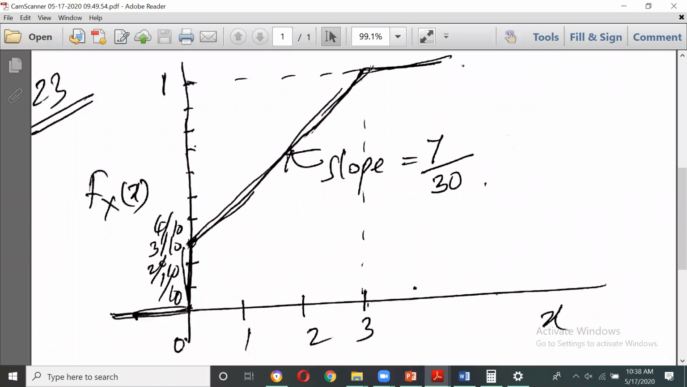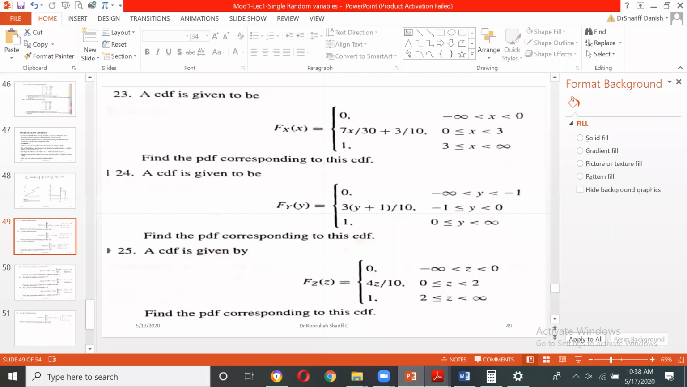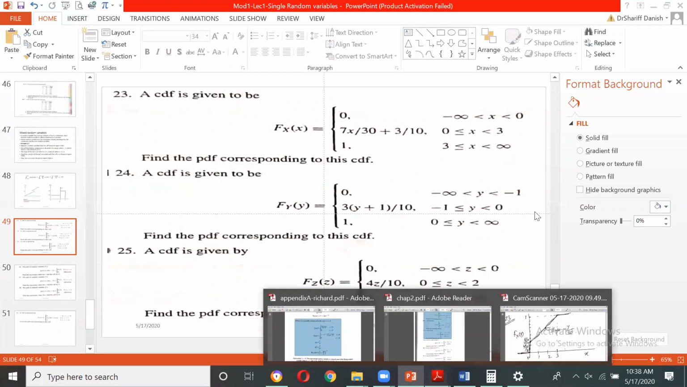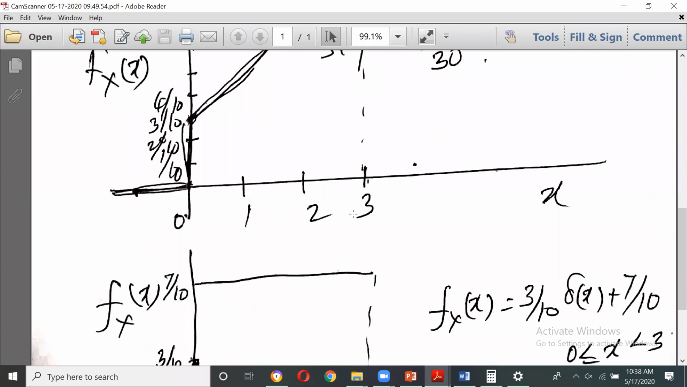And then afterwards, it is equal to 1. You can see that it is given as 1 above 3. So this is what is plotted there. This is the CDF, cumulative distribution function. From this cumulative distribution function, we need to find the PDF. Now, how do you find that?